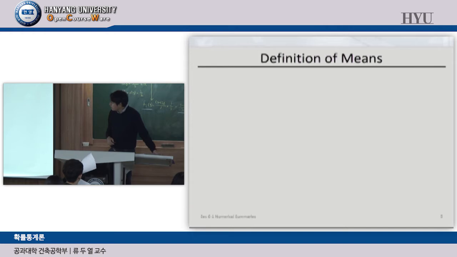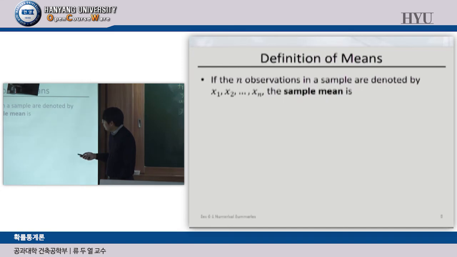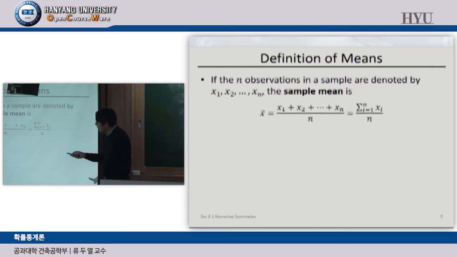And the center is measured by the mean, and the spread of the data is measured by the variance. So this is the definition of the mean. If the n observations in a sample are denoted by x1, x2, up to xn, the sample mean is given by the following equation. x bar is equal to (x1 plus x2 plus ... plus xn) over the total number of samples, n here, okay? And this can be written as the summation of xi, where i is from 1 to n, over the total number of samples. We already know about this, right?